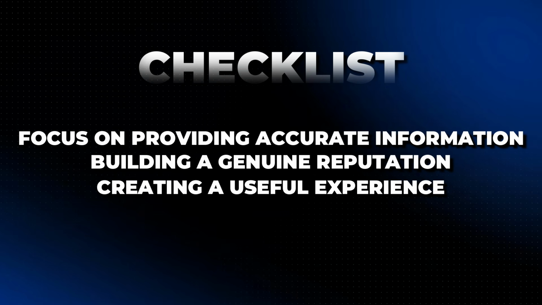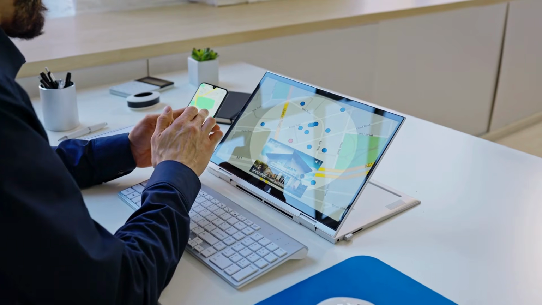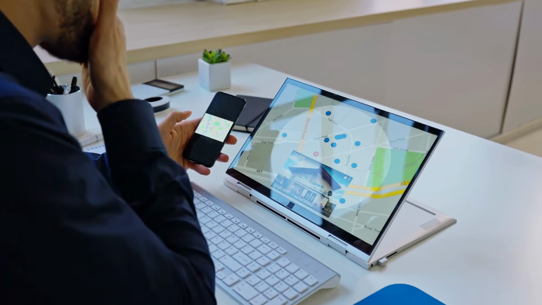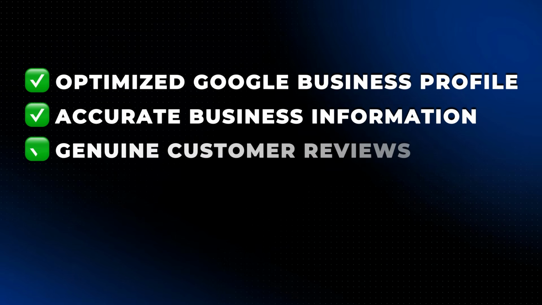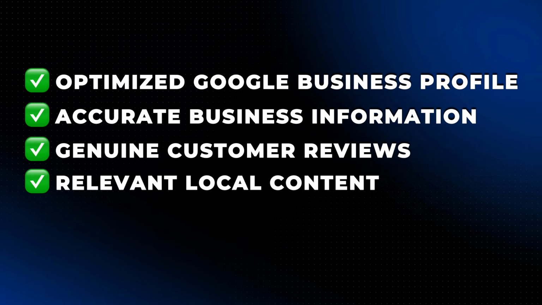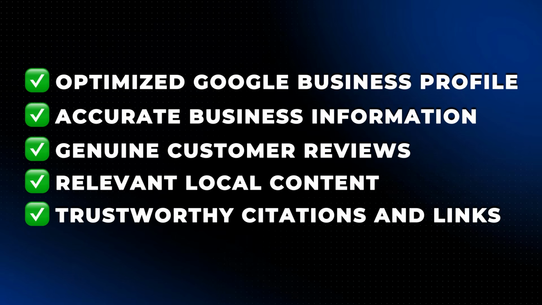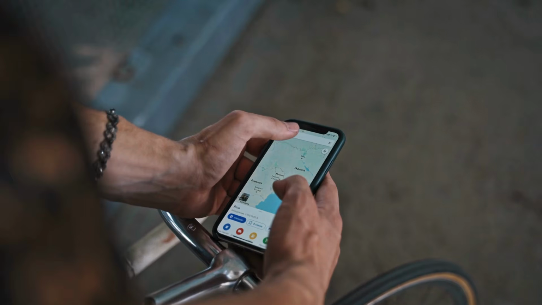So to sum up, local SEO helps businesses become more visible when potential customers search for products and services in a specific area. A strong local SEO strategy starts with an optimized Google Business Profile, accurate business information, genuine customer reviews, relevant local content, and trustworthy citations and links. The goal is not simply to appear on Google Maps. The goal is to become a trusted and relevant choice for people searching in your area.